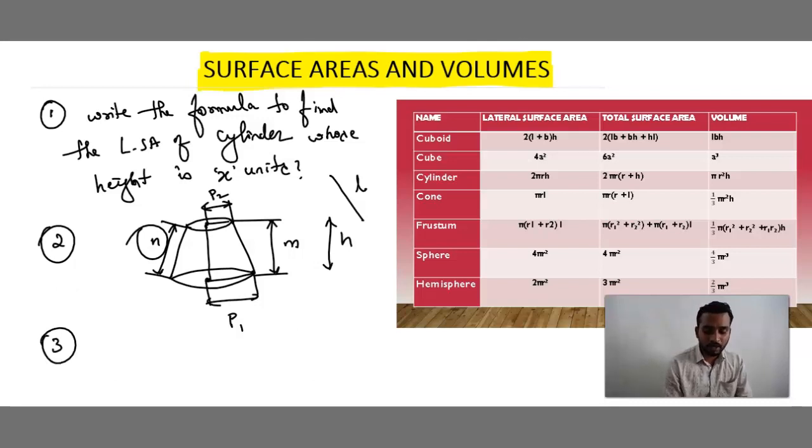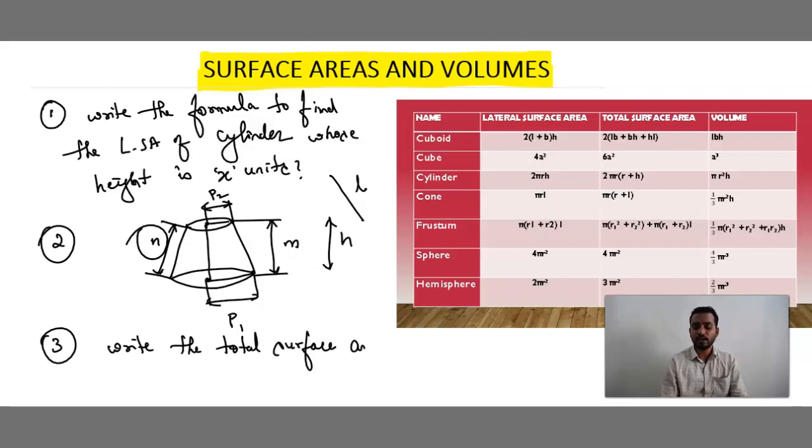The question will be asked like this. Write the lateral surface area of sphere. Let me say, write the total surface area of hemisphere, sphere or hemisphere, anything. Just an example: write the total surface area of hemisphere whose radius is 2 centimeters.